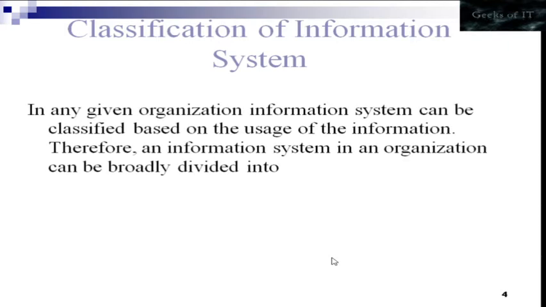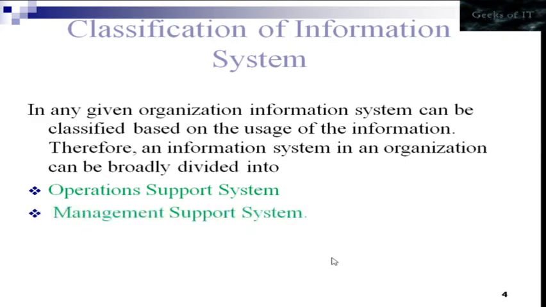Classification of information system. Information systems are normally classified based on the usage of information. Therefore, an information system in an organization can be broadly classified into two types, and that is the operation support systems and management support systems.